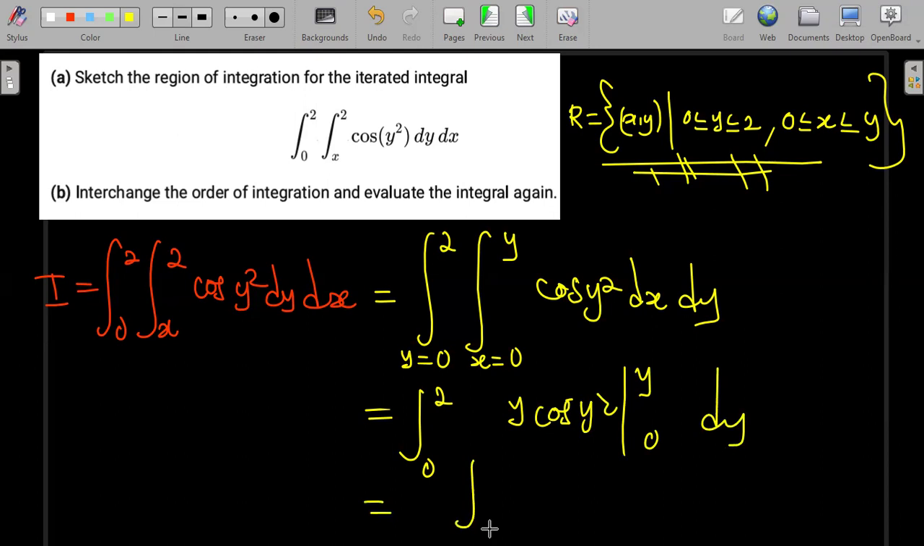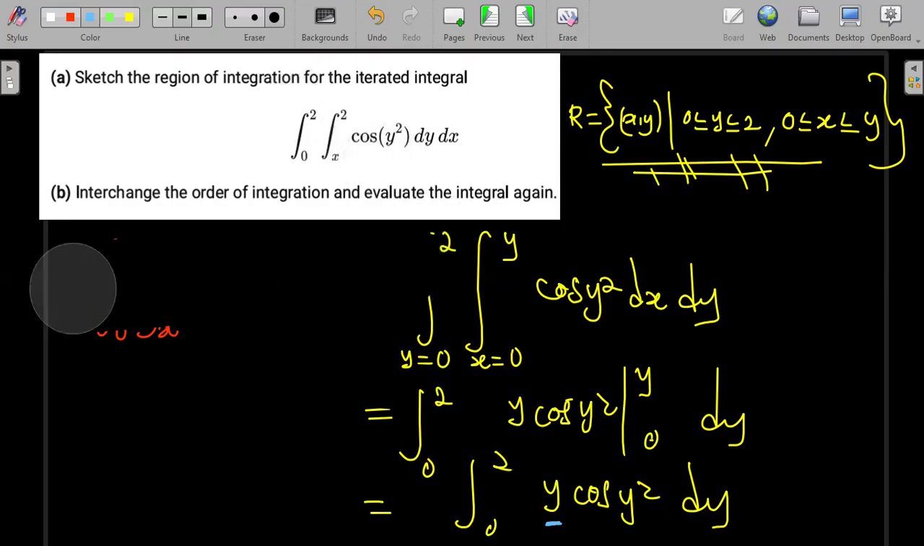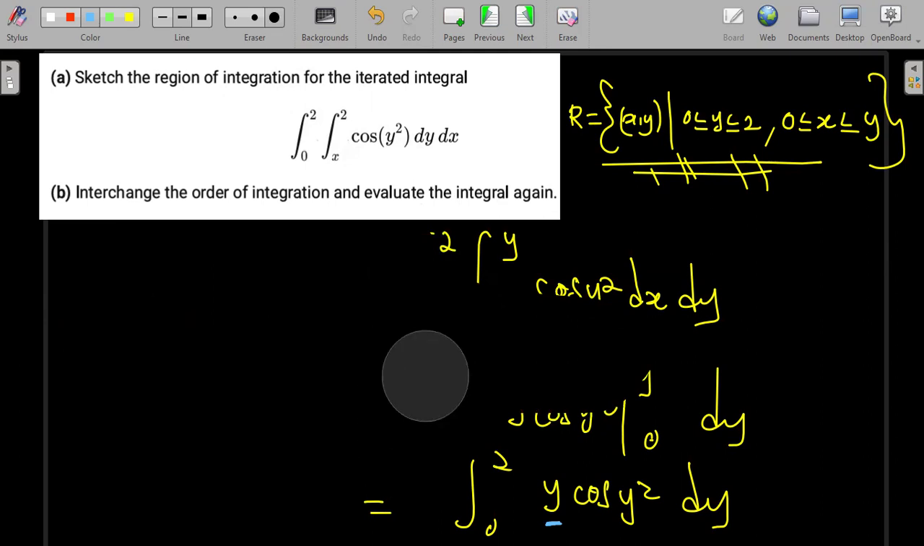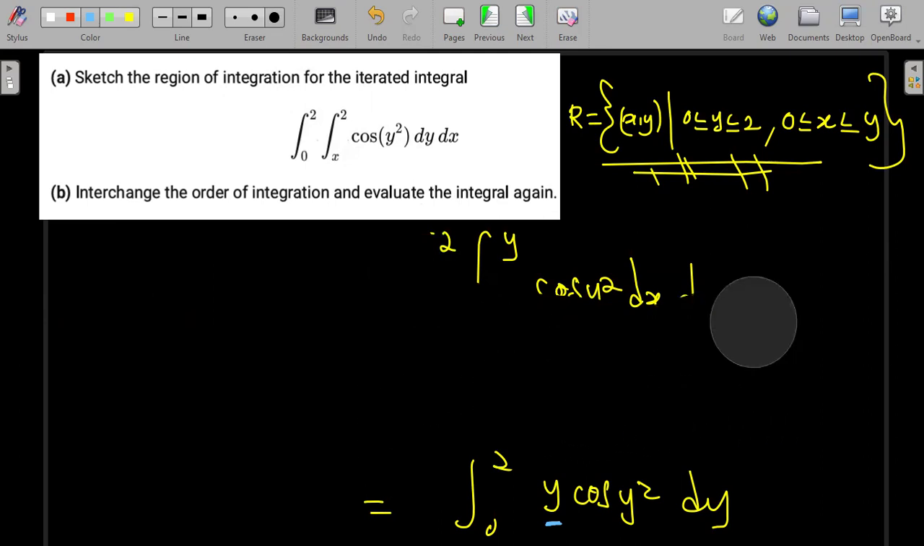So what do we get? We just get y cos y squared. If we put 0 there, it will just be 0, dy. So I want to evaluate this integral. How can we evaluate this one? We notice that this y here can be part of the derivative of y squared. So we are going to use the substitution method to integrate. Okay, so let's do that.